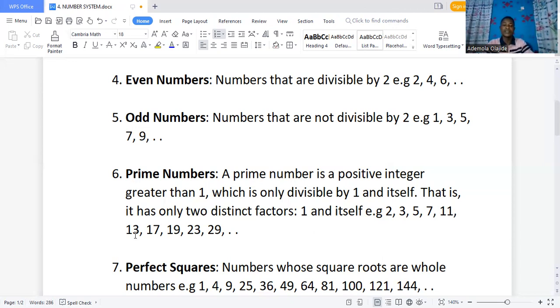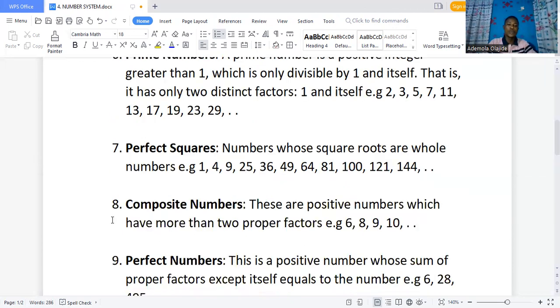11, 13, 17, 19, 23, 29, and so on. We go to perfect squares. Numbers whose square roots are whole numbers are perfect squares, that is, a number expressible in the form x squared, where x is a positive counting number. For example, this one is 1 squared, this one is 2 squared, this 9 is 3 squared. 4 squared is 16.